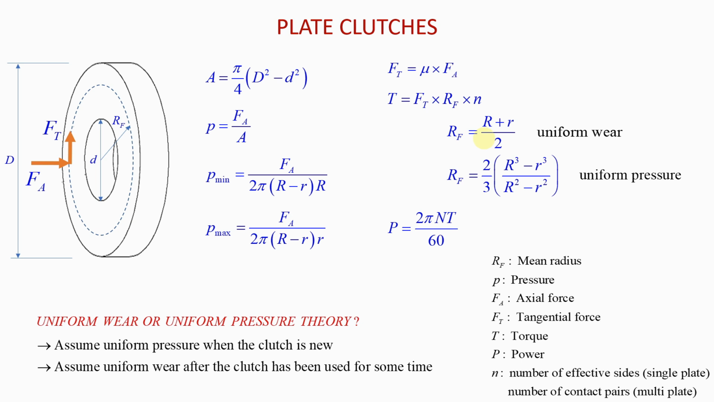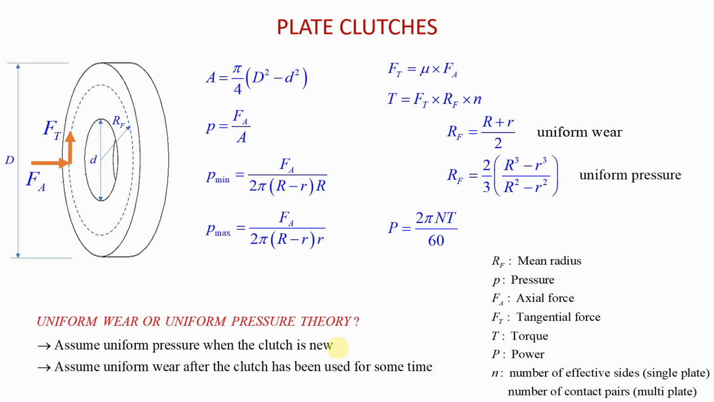And so for that reason, you will assume uniform wear theory. But you only do that if it is not clearly stated in the question which theory to assume. Generally, they will tell you to assume uniform wear theory or uniform pressure theory. It's only when it is not stated that you can use this little piece of information that I just gave you: if the clutch is new, assume uniform pressure. If it has been used for some time already, you can assume uniform wear.